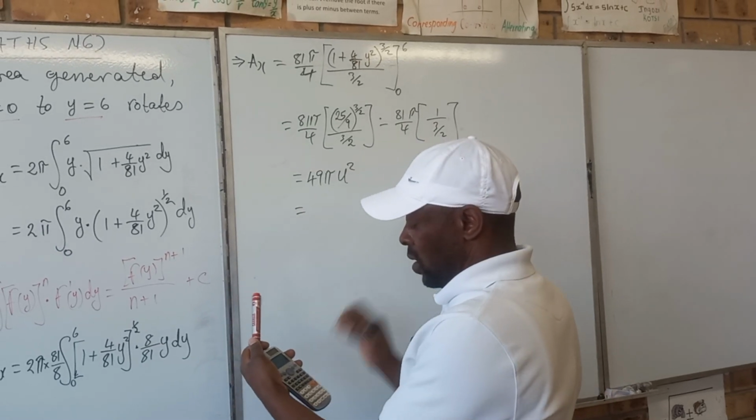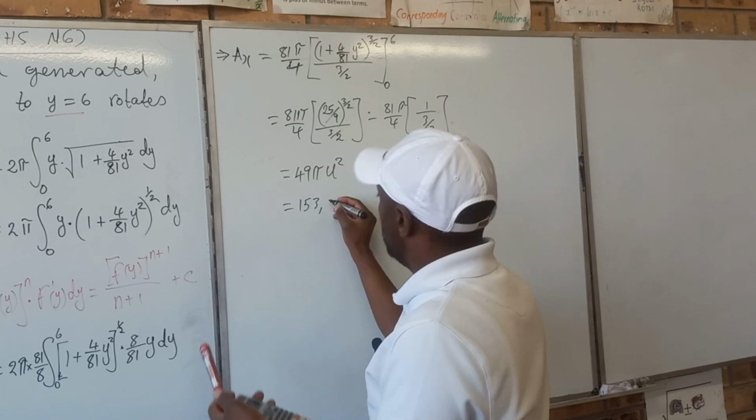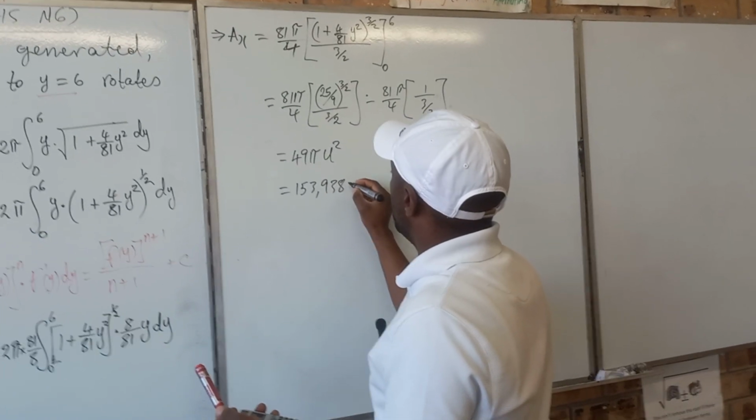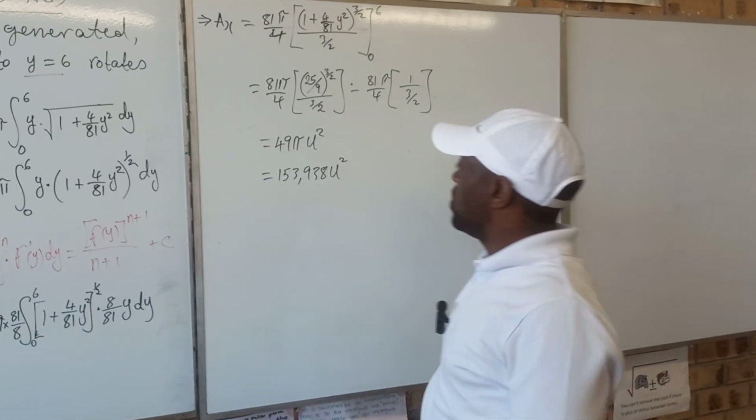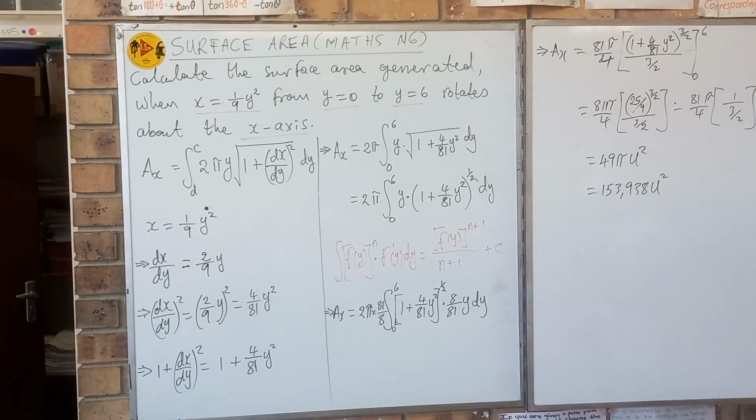If you're interested in decimals, it's still okay. That is 153,938 unit square. So guys, that's how you get the surface area for that problem.